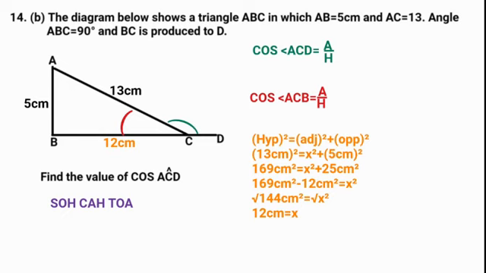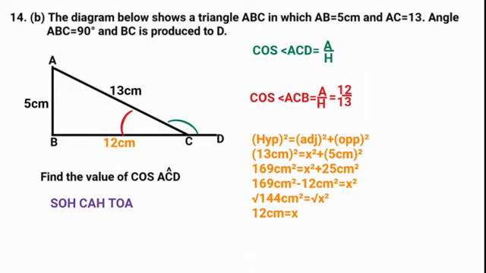So the cosine of angle ACB is equal to, what is the adjacent of angle ACB? The adjacent is 12 centimeters, so we write 12 there, over the hypotenuse, which is 13. Now 12 over 13 is the cosine of angle ACB.